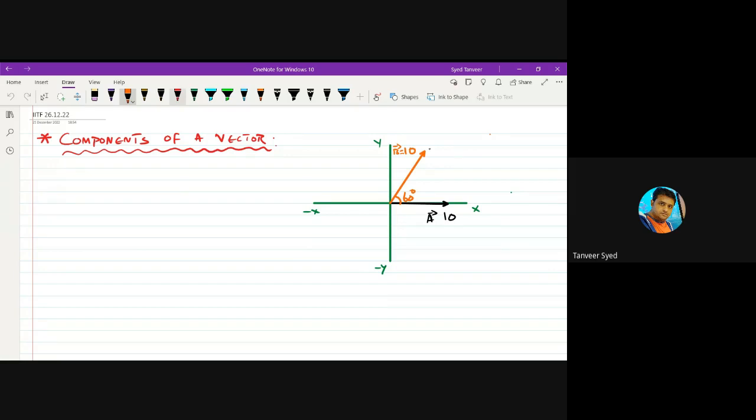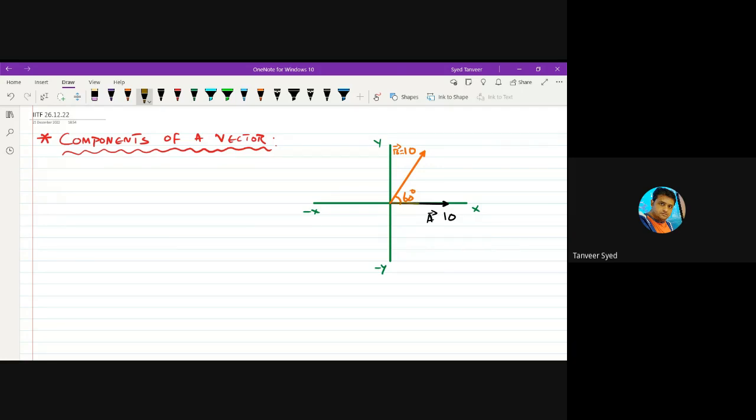Another way is like this. See, can I directly add A to B? No, because A and B are in different directions. If this was A and this was B in the same direction, you can directly add them. If they were in opposite directions, you can take the difference. Same direction, opposite direction, it will be easy. But here they are not in the same direction and also not in the opposite direction. Then what we can do is I will take the components of vector B.